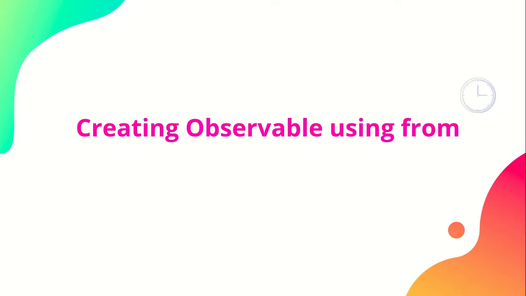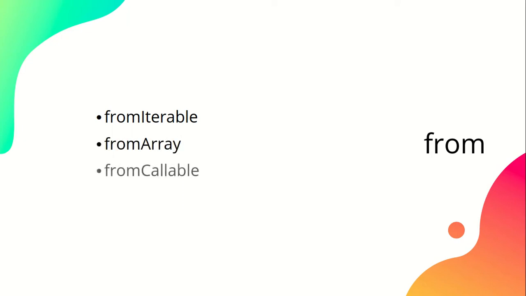Hi, and welcome to this new chapter where we will be creating observables using from operators. There are four different kinds of from operators available: from iterable, from array, from callable, and from publisher.